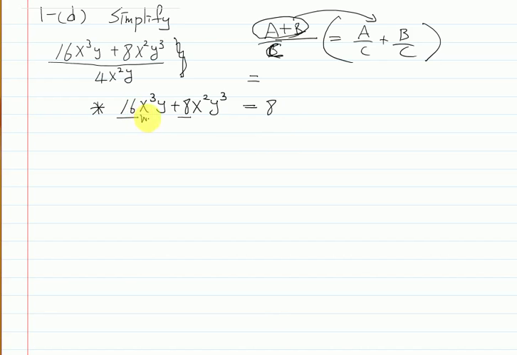Then from x, one has x cubed, the other one has x squared. The common factor is x squared, right? You can find x squared from x cubed. From y, we have y and y cubed. So common factor means smallest power, right? So it's y to the 1, so y.